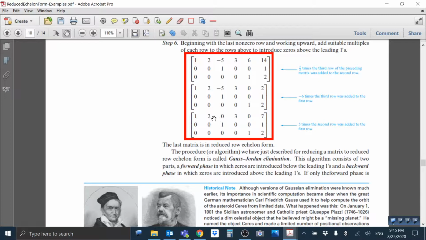What happens with column 2? Well, I don't care. It doesn't have a leading entry in it, so I don't care. This one, I don't care. It doesn't have a leading entry in it. This one, well, it doesn't have a leading entry. Why do I care? I just care about columns having leading entries. Okay.